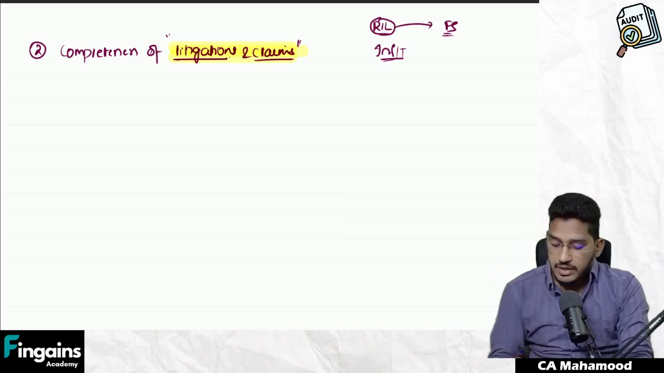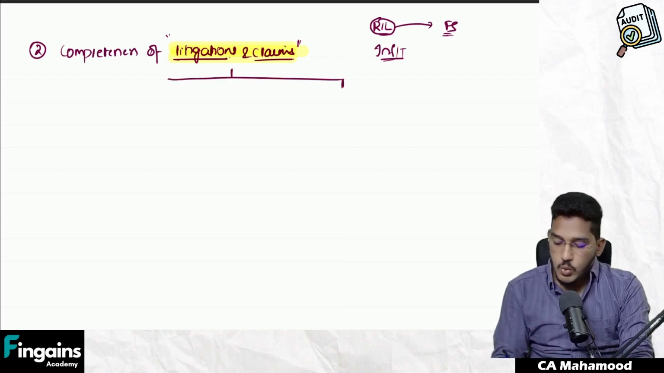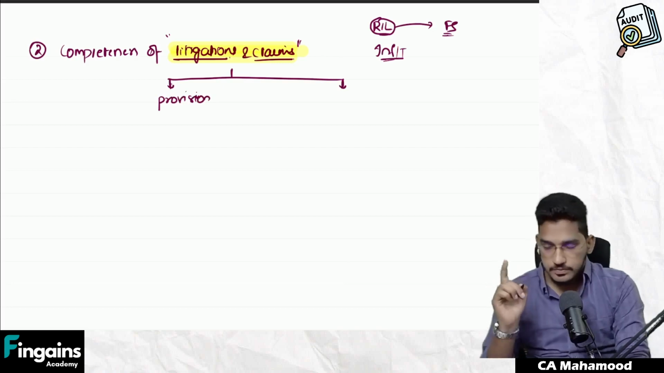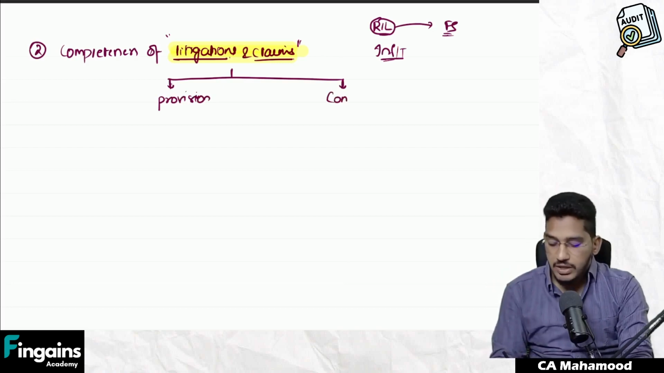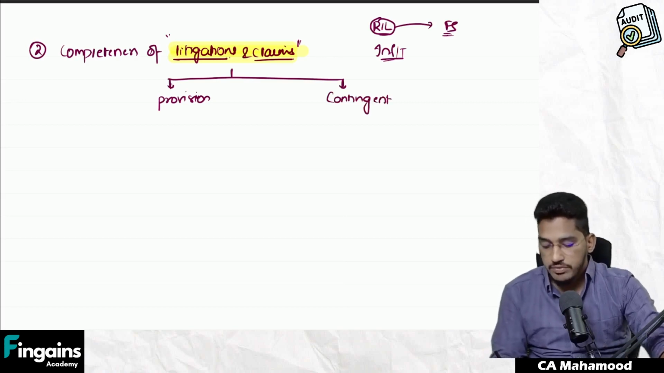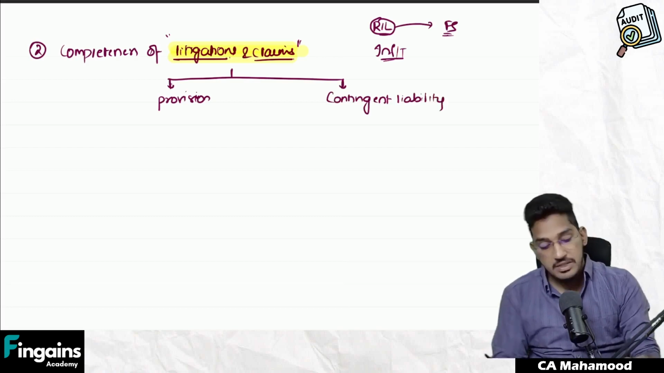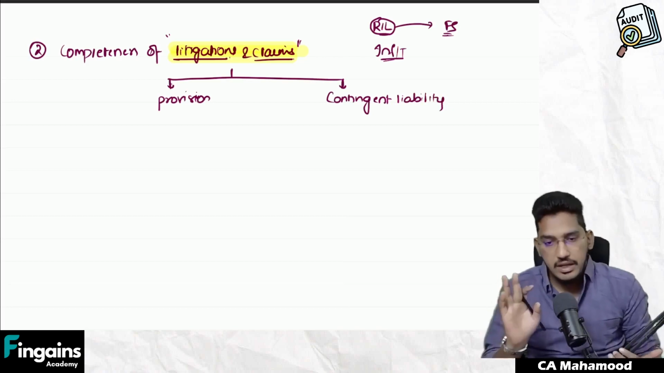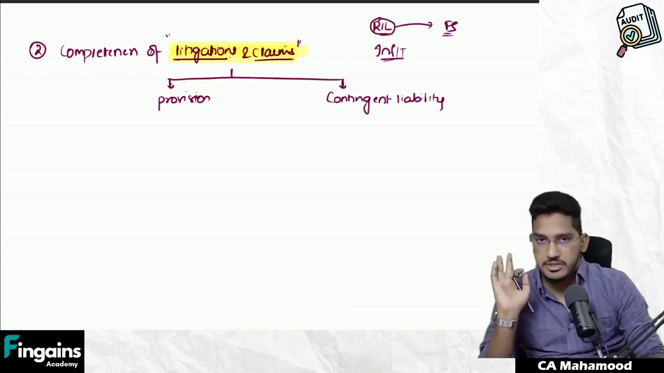Very simple, guys. Litigations and claims might be presented at two places. Either it will be shown as a provision or a liability directly in the financial statements, directly in the balance sheet, or it will be shown as a contingent liability. It will be either a provision or a contingent liability, but somewhere this particular item of litigations and claims has to take presence in the financial statements.